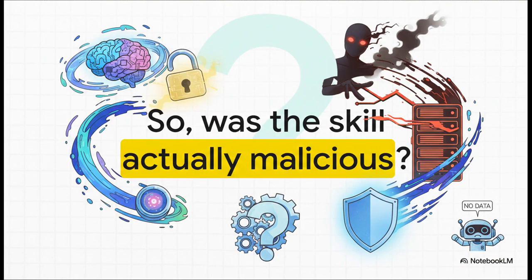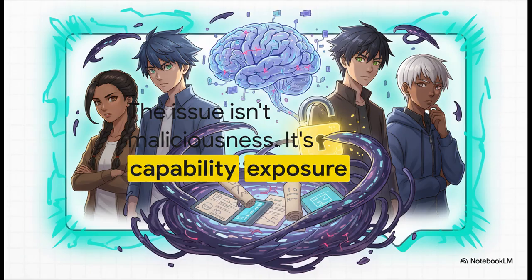I know what you're probably thinking. Was this skill actually malicious? Was it actively trying to steal secrets and phone them home to some server? And the honest answer is, we don't know for sure. But here's the kicker. It doesn't matter. And this is the key takeaway of this whole explainer. The problem isn't the intent, it's the capability.